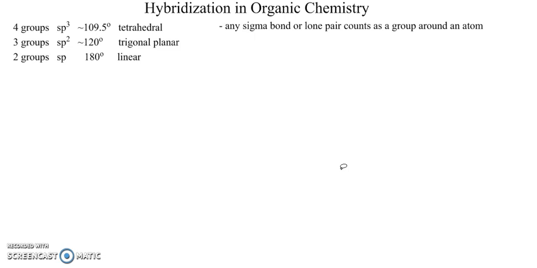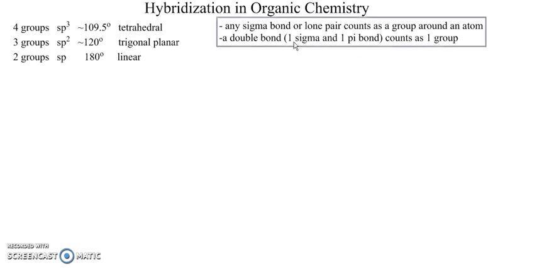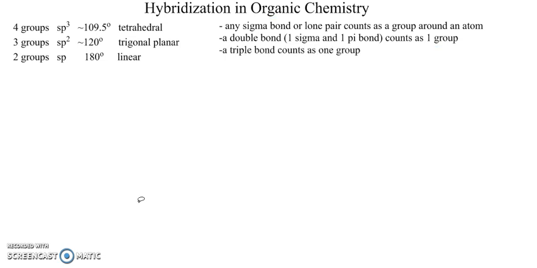A couple of things that we want to remember. First, any sigma bond or lone pair counts as a group around an atom. Next, a double bond, which is made of 1 sigma and 1 pi bond, counts as one group. So even though there are 2 pairs of electrons making up the double bond, it counts as one group. And similarly, a triple bond counts as one group. So keeping these things in mind, let's look at some examples and try to determine their hybridization.